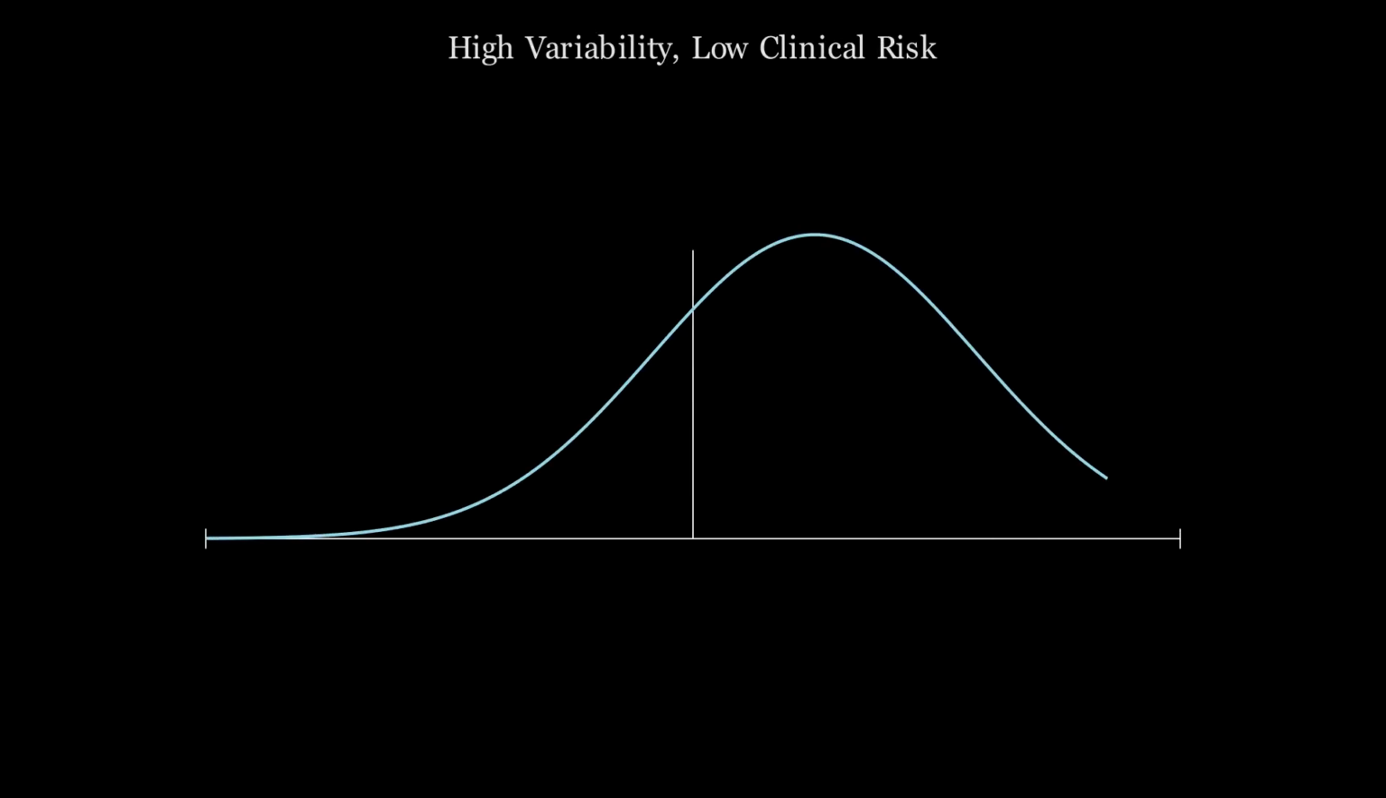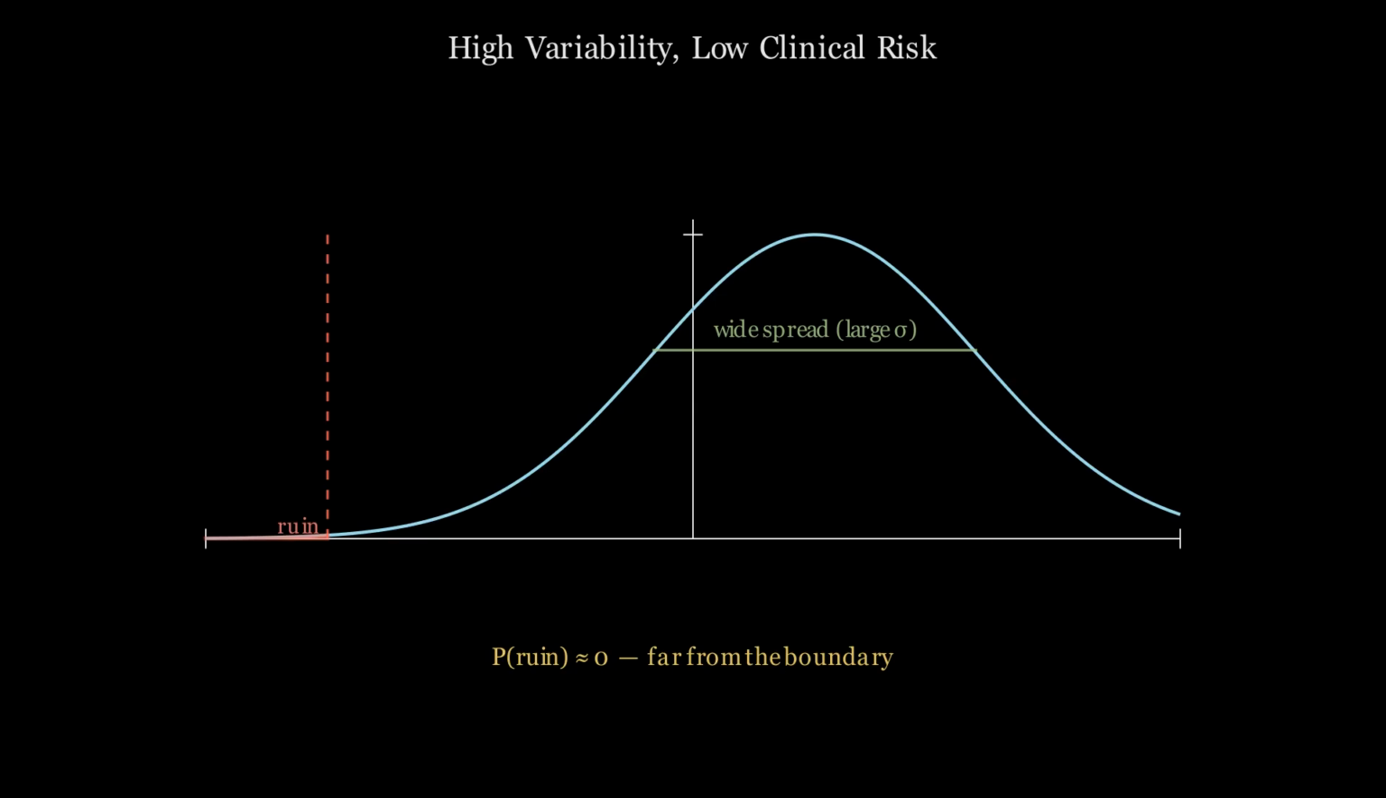A patient can show highly variable lab values while remaining structurally safe. If the readings fluctuate widely but consistently stay within a normal range, far from critical thresholds, clinical risk is low. The variability is real. The spread is large. But each oscillation remains far from the level at which irreversible deterioration begins. Distance from the absorbing threshold is the relevant clinical quantity, not the magnitude of fluctuation.